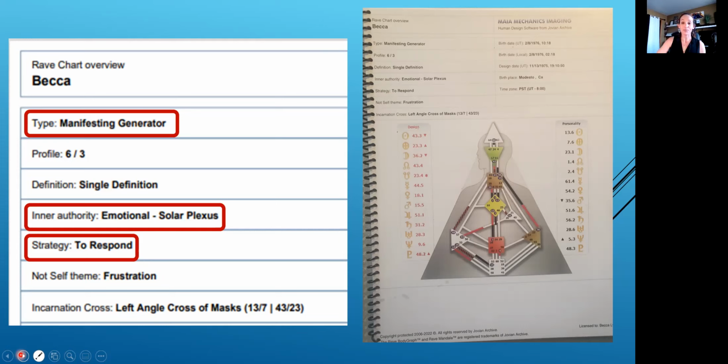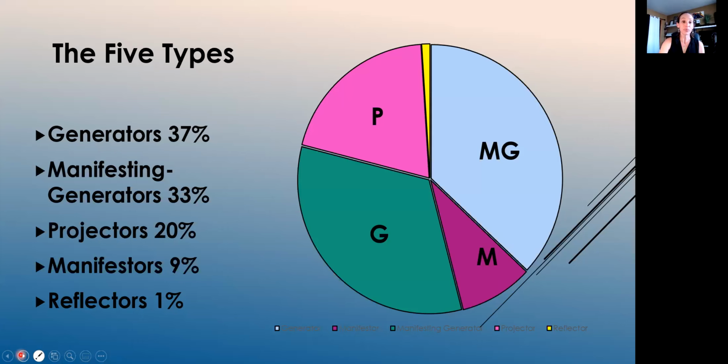With that, the very first thing you'll be able to see right on your profile report is what your specific type is, what your inner authority is, and how you get to make the decisions that are correct for you, your strategy. Of these, note that there are 5 different types: generators, manifesting generators, projectors, manifestors, and reflectors. You get to look at your chart and see what your specific type is.